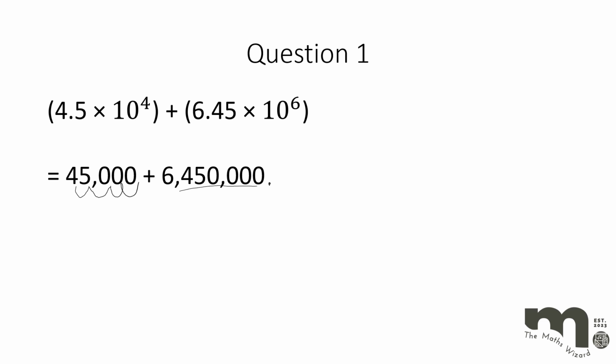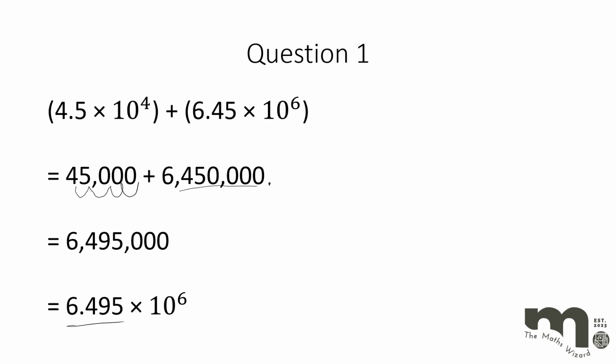Now once you've got your numbers as ordinary numbers, you just need to add them together. So in this case, you will get 6,495,000. That's going to be 6.495 times 10 to the power 6. Remember, this number has got to be anything from 1 up to, but not including 10. We've got to include these 495s, and if you look after your 6, you've got 6 digits there, so it's got to be a power of 6. Or if you consider it another way, you would move your decimal point 6 times to go from 6.495 to 6,495,000.